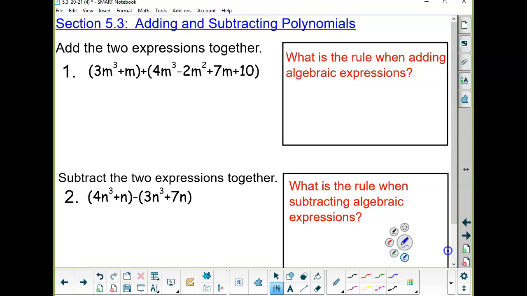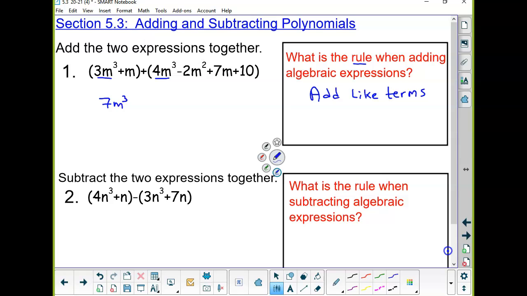All right, let's take a look here. So first thing is when you're adding algebraic expressions, the rule is just to add like terms. What do items have in common? So I always start with the highest degree. So I'm going to start with the ones that have the third power, and it's addition. So 3m cubed plus 4m cubed. Well, that means I have 7m cubed.